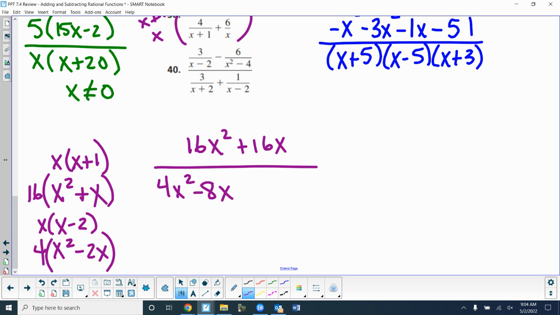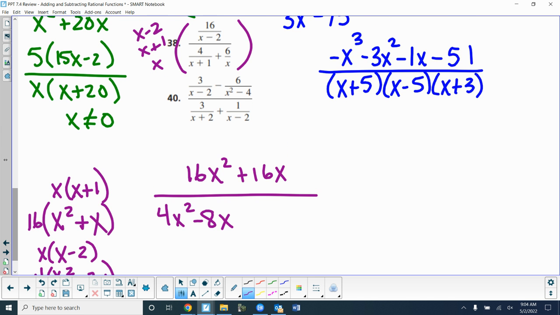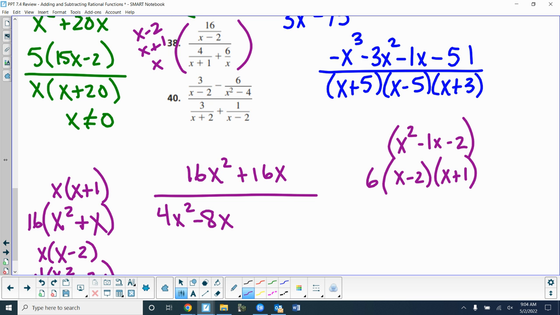Okay. The 6 over x, the x's go away, so I got to go 6 times x minus 2 and x plus 1, right? I'm going to FOIL that first. X squared plus 1x minus 2x for outside inside, which is negative 1x. And negative 2 times 1 is negative 2. And multiply that by 6. That's addition, so I can just put plus 6x squared minus 6x minus 12. I just distributed the 6 by those three.